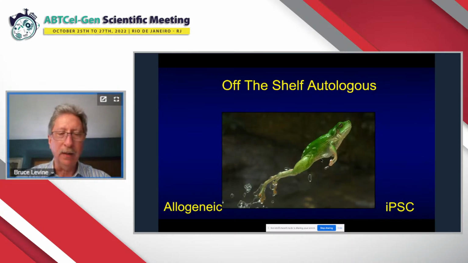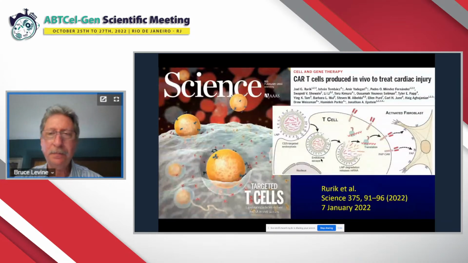We are doing autologous. You've heard about allogeneic, and I've mentioned iPSC. And the argument is made that this can provide CAR T cells for the masses. But what if we are able to leapfrog allogeneic and iPSC by an off-the-shelf autologous approach? Well, what is that? That's shown here.